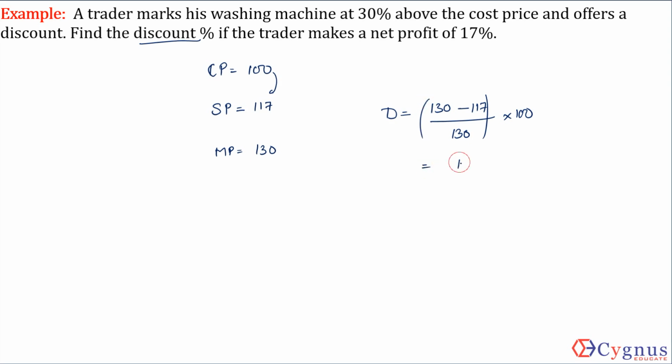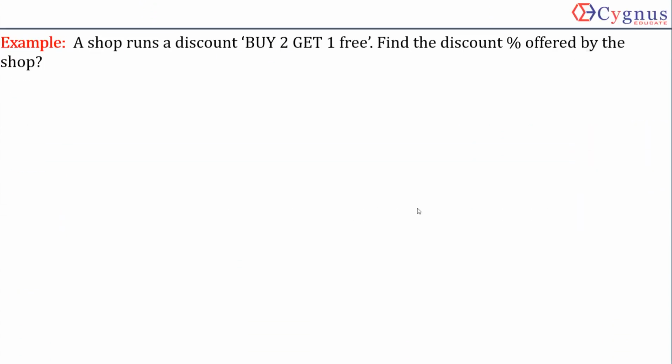So this becomes 13 by 130, which is equal to 1 by 10, means the discount percent becomes how much? 10%. He offered a discount of 10% after increasing the price by 30% so that he can make a profit of how much? 17%. Okay.